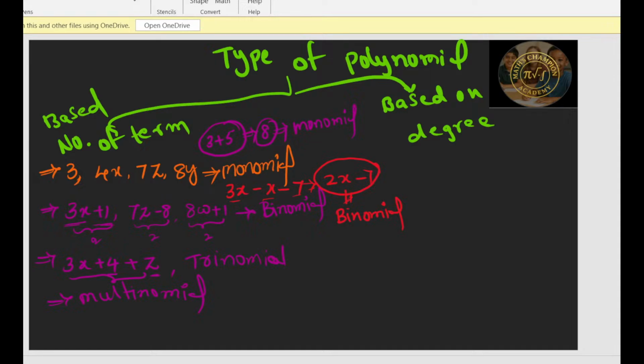We have to observe: if like terms are there, then we have to add; if plus is there, add, if minus is there, subtract, and then tell what the result is. Now look at, this classification is based on the number of terms.